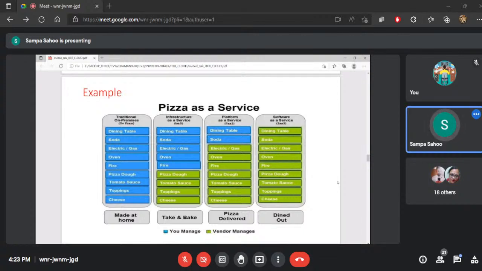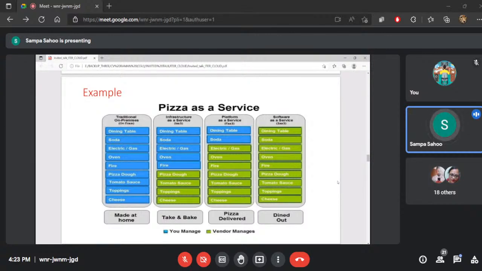Only you have to use your table, and if you want soda, then you can take soda and eat it. That is your pizza delivered, and that is like your platform as a service. But in case of your software as a service, like dined out, means you have gone to the pizza company and you eat there, order their pizza and eat there. So that is your software as a service.